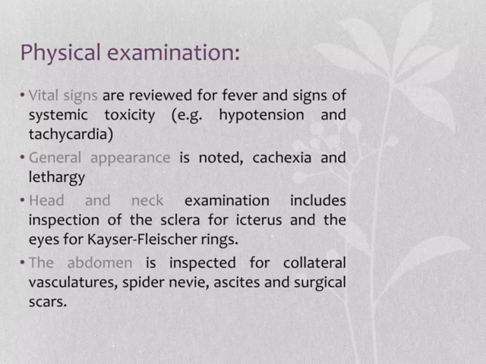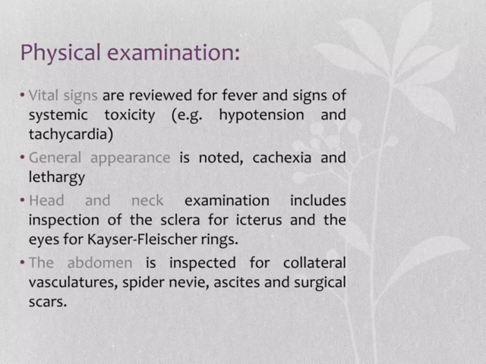It's the most important, of course, to be examined because it's very relevant to the case. We inspect it for collateral vasculature like caput medusae, also spider nevi, if there is ascites, projections of the flanks at the foot of the bed, and also if there are surgical scars. So we have to comment on everything we find in the abdomen by inspection, and then we go to palpation.